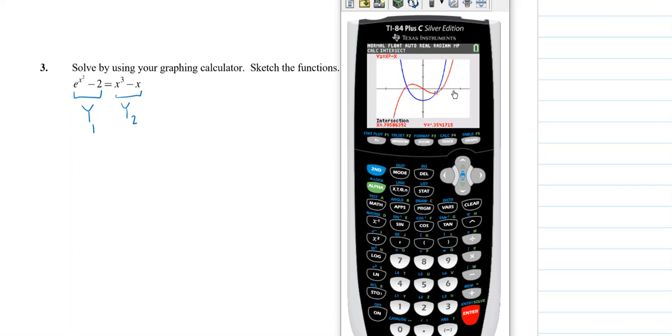It's about 0.7 something. So you can solve equations using your graphing calculator by putting the left-hand side into one y and the right-hand side into another y. Of course, you have to make sure that you have a good window to see everything that's happening in the graph, and then use the calc menu and intersect to find the solutions.